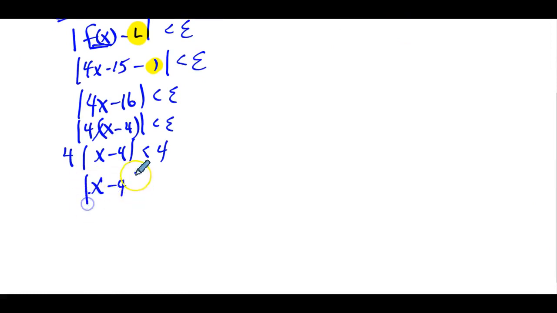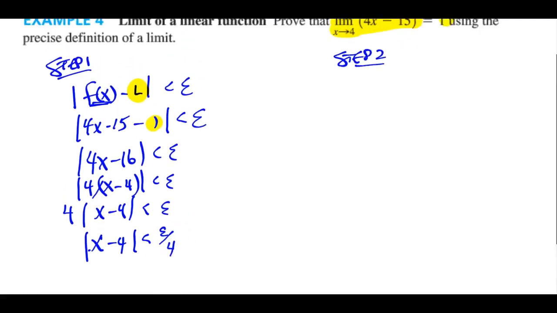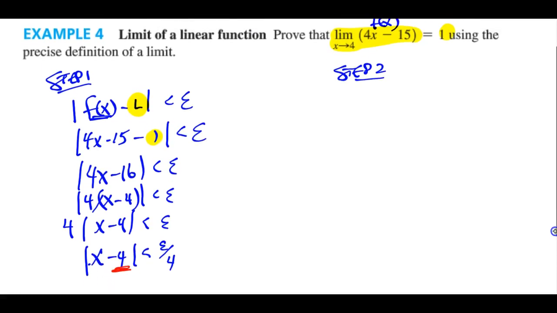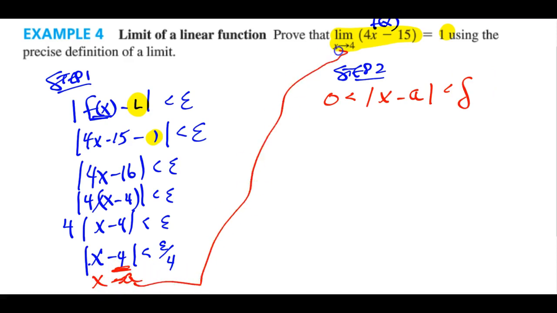So the absolute value of x minus 4, let's call this what it should have been, which is epsilon divided by 4. Now, a hint to this is, this should match your step 2 definition, which always says 0 is less than some x minus a value, which is less than some delta. Well, look at this. This is x minus a, and lo and behold, a is what that's approaching. And so this number, this 4, better match this a value, which it does.